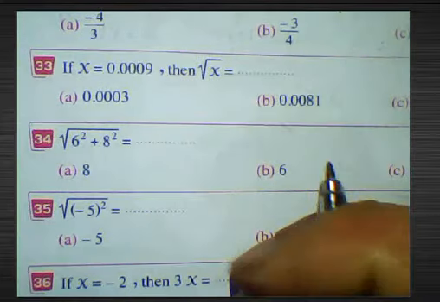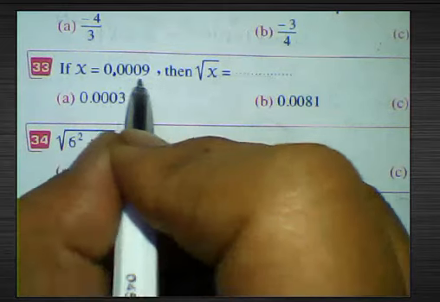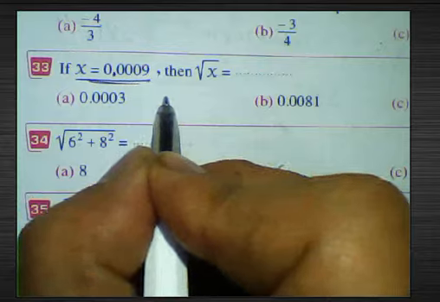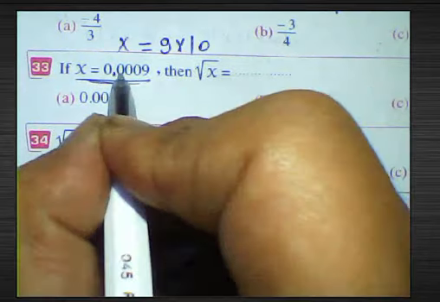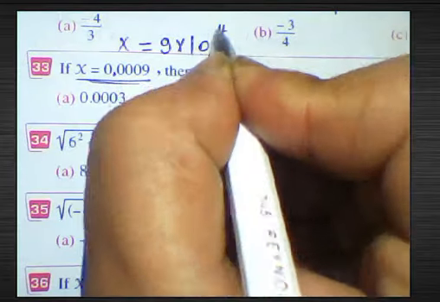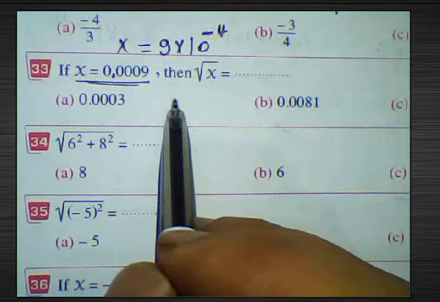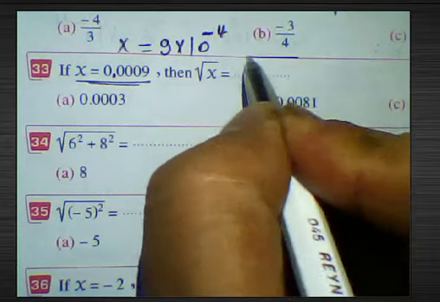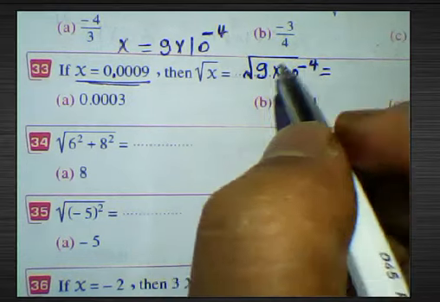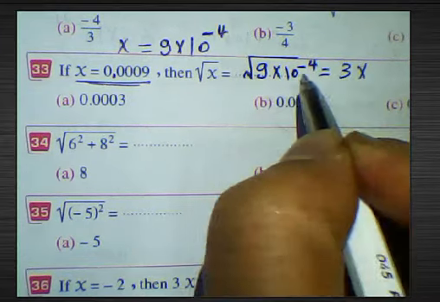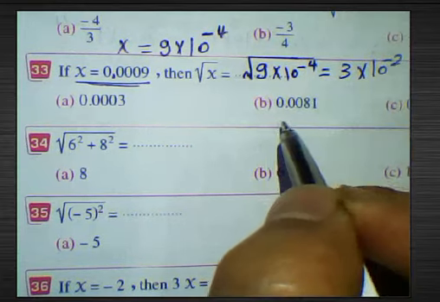If x equal 0.0009, then root of x equal what? We can write x in standard form. It's meaning 9 multiply 10 power what? 1, 2, 3, 4. It's meaning this number 9 times 10 power negative 4. Okay, we want to find the root of x, 9 multiply 10 power negative 4. You can find the square root about 9, it will be 3, and 10 power negative 4 square root, it will be 10 power negative 2, half of the power.